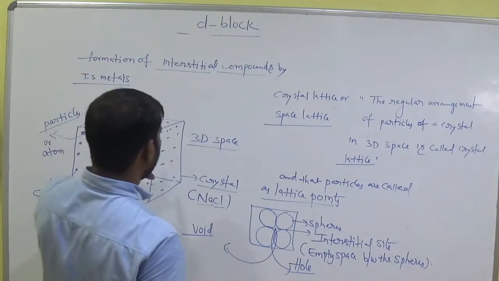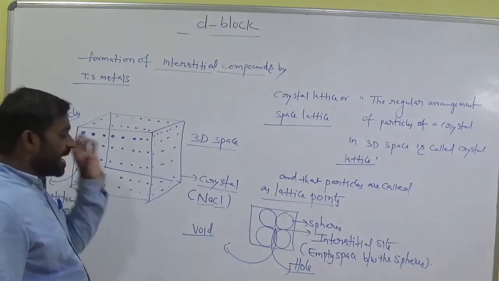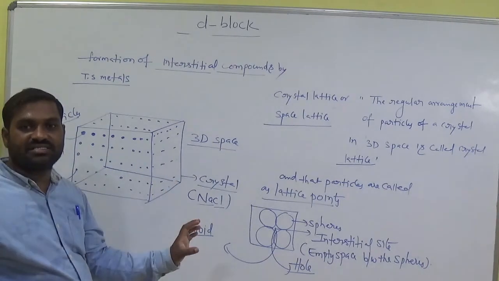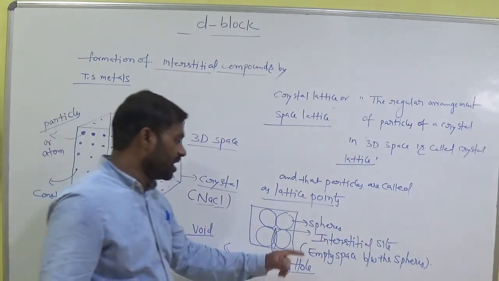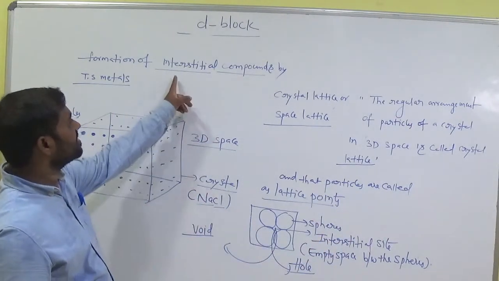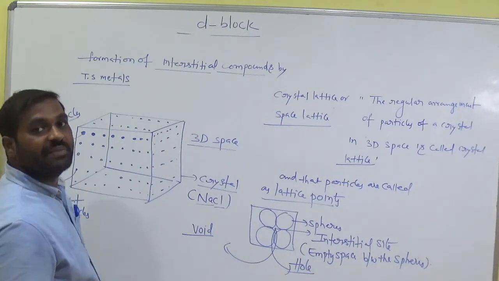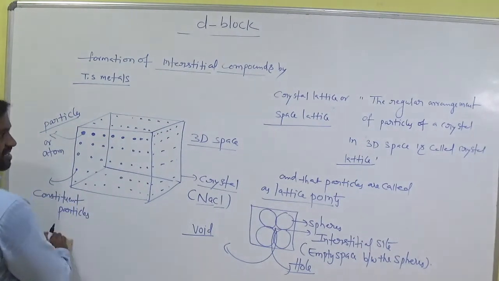During the arrangement of particles in the crystal, there are some gaps between the spheres or particles. That gap is called a void or hole or interstitial site. This is the term, interstitial. Empty space, you just remember. Okay, clear?